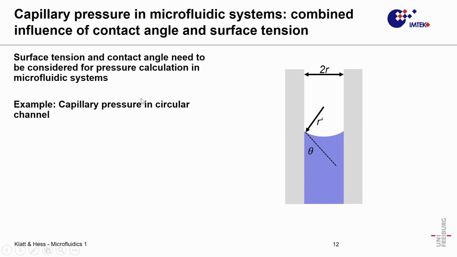Let's have a look at an easy example. On the right-hand side, you can see a capillary of circular cross-section with the radius r, and you can see a liquid that is colored blue, which ends approximately at this position.